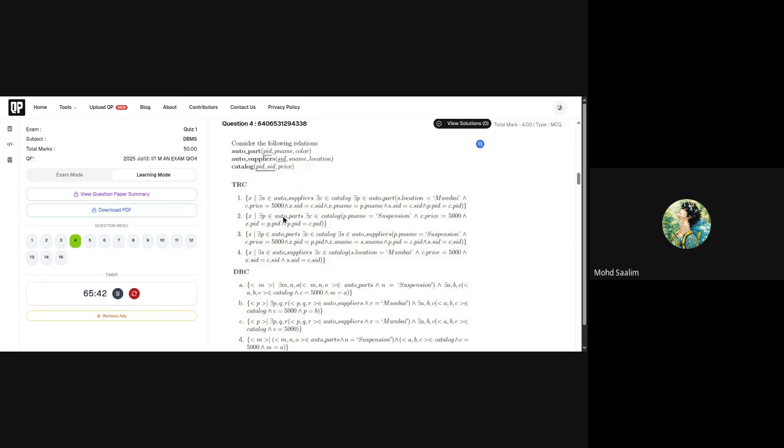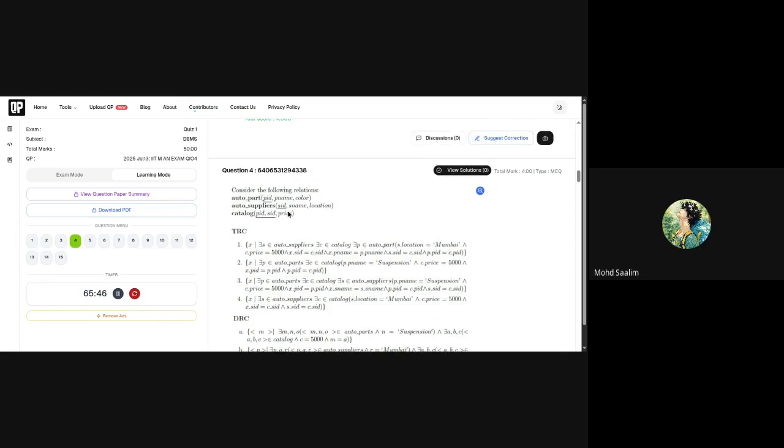Now I will just need to check the second one. Either it is A or D. So second one is doing what? It is selecting auto parts and catalog only. Then the name should be suspension, price should be 5,000, and the matching condition, right? The matching condition is this.